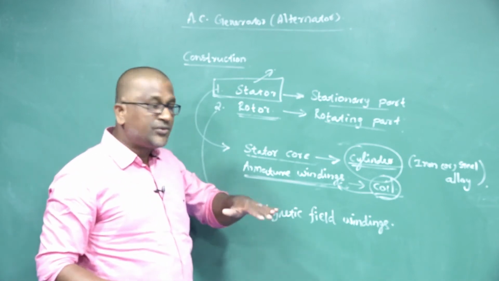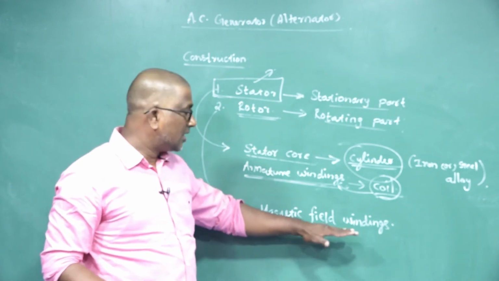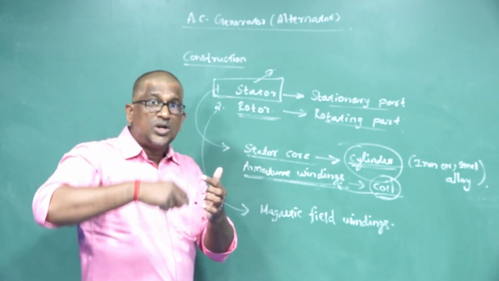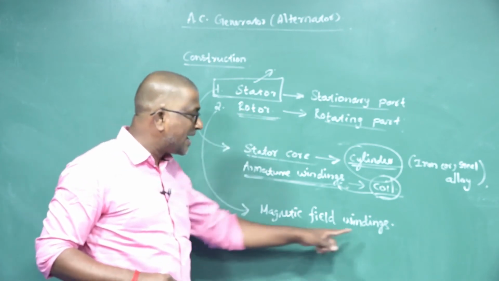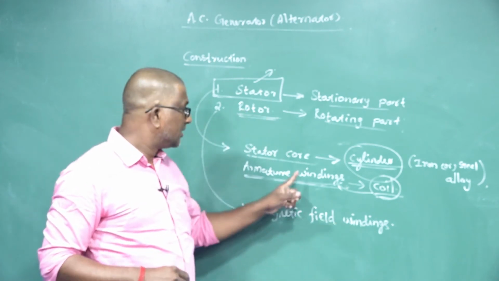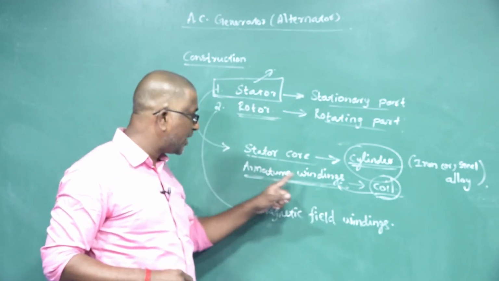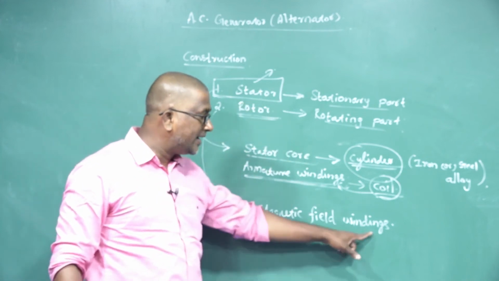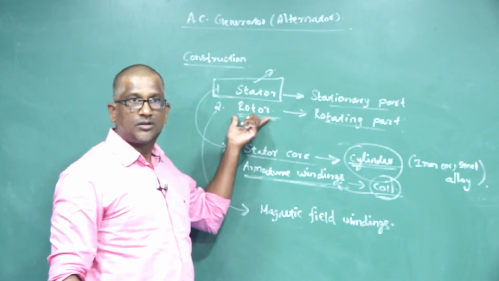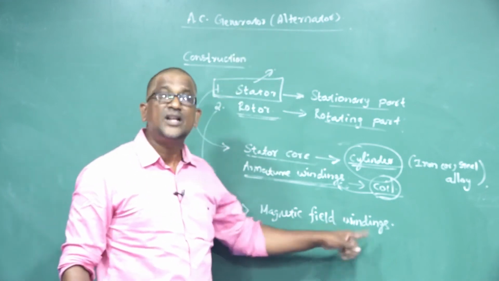Don't confuse armature windings and magnetic field windings. The windings which are wound on the salient poles of the rotor are called magnetic field windings. The windings in the stator are called armature winding. The armature winding is always present in the stator, whereas the magnetic field winding is always present in the rotor. So rotor is a rotating part of the generator, and it consists of magnetic field windings.